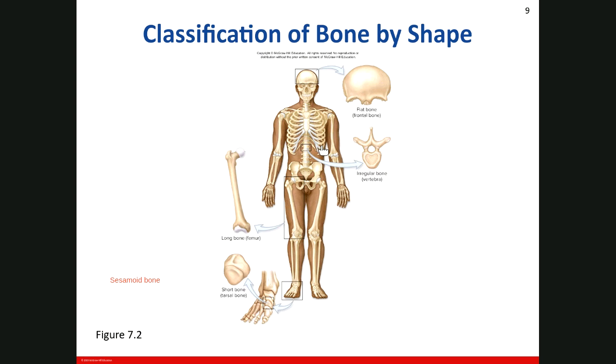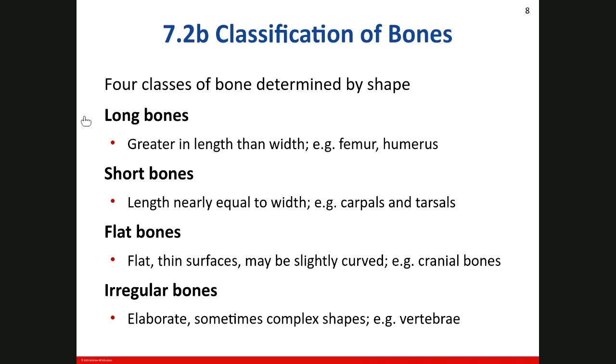And the other class of the bones are called irregular bones. They have elaborate, sometimes complex shapes and don't fit into any of the categories, like the vertebrae, the hip bone, and the several bones which we have in our skull, like sphenoid, ethmoid, and sutural bone, which you will be familiar with in the lab. So we have four different classes for our bone: long bone, short bone, flat bone, and irregular shape bone.